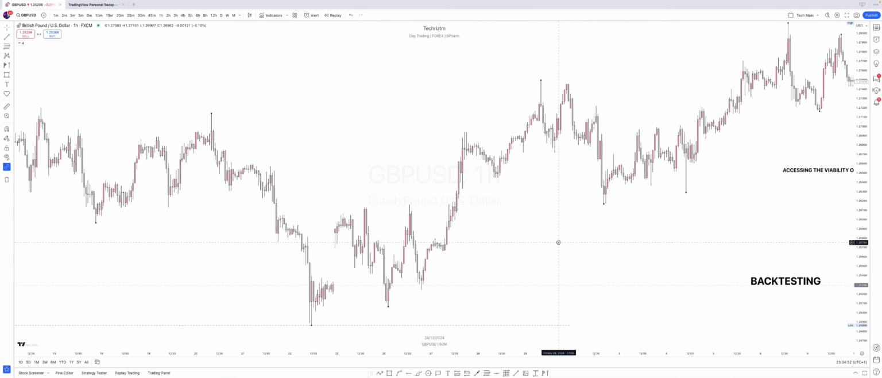The first thing you need to do is define your strategy, right? You need to clearly outline your entry, your exit, and your risk management rules. I believe everyone watching a video on backtesting is already a trader. Before you start backtesting, you need to clearly outline your entry, your exit, and your risk management rules.